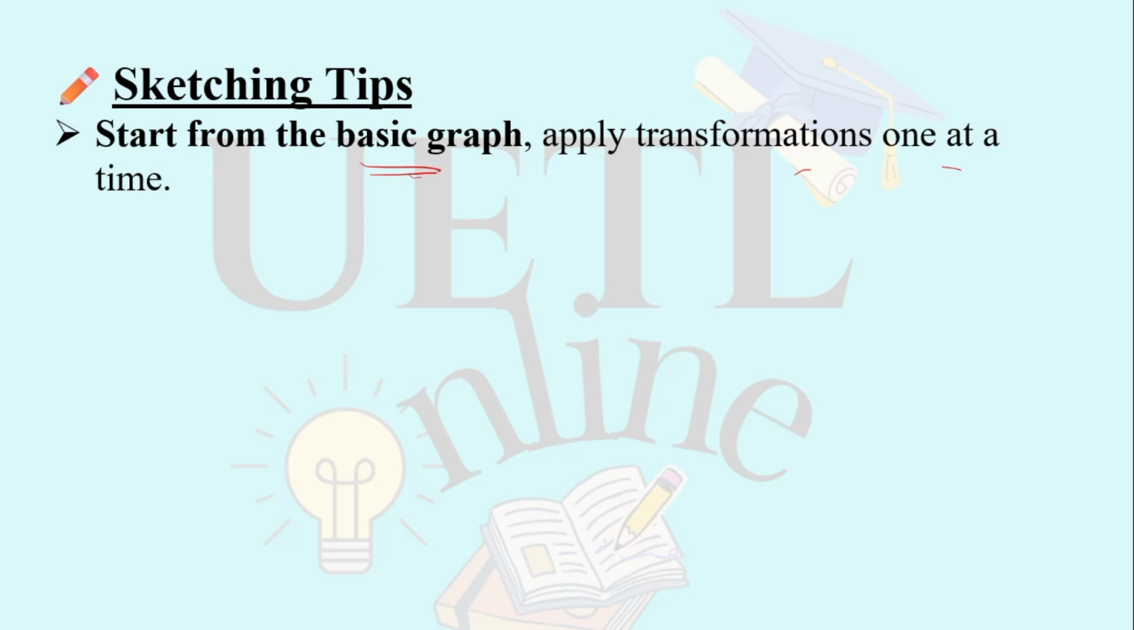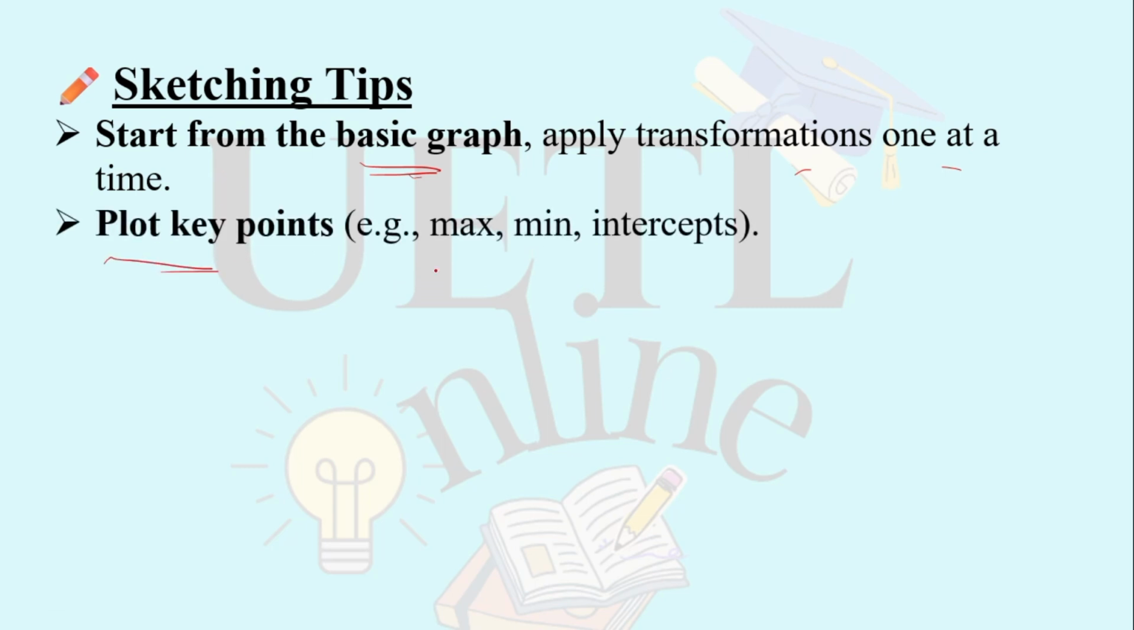Then the next one, we have to plot the key points, e.g. the maximum, the minimum point, and the intercepts. This is a very tricky thing. You just have to draw the intercept where the graph intercepts the y-axis, where it intercepts the x-axis, and draw the maximum and the minimum of the graph. It's easy as that.